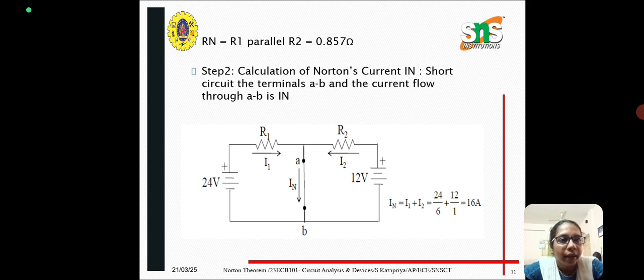Here the currents I1 and I2 both flow across the terminal IN. First we have to find I1, and next we have to find the current I2. I1 is, V is equal to IR, so I is equal to V by R. The voltage source here is 20 volt, and the resistance R1 value is 6 ohms. So 24 divided by 6 is the value for I1.